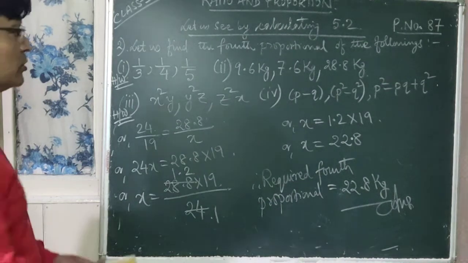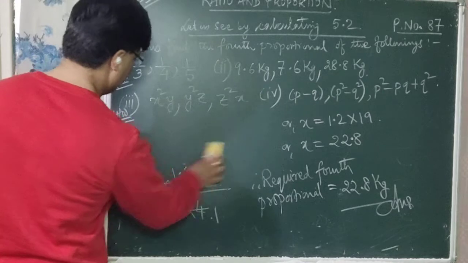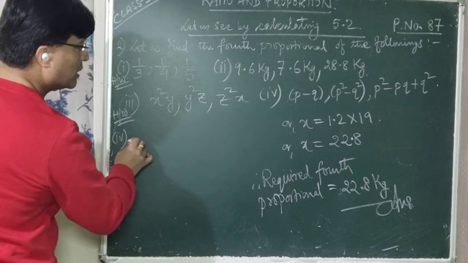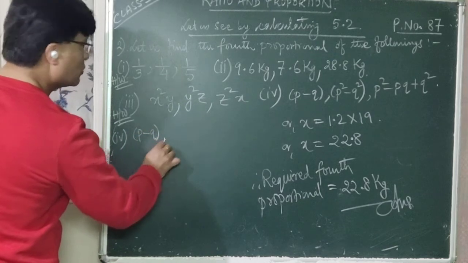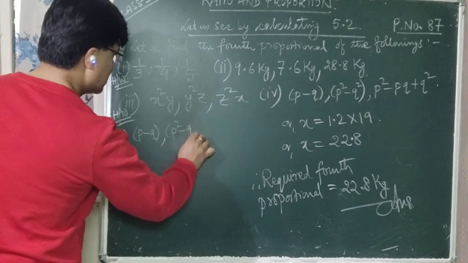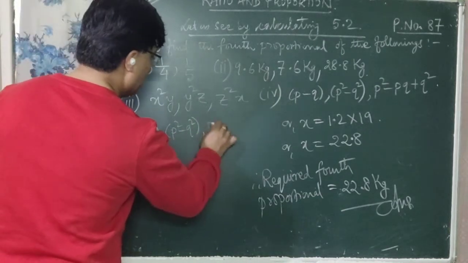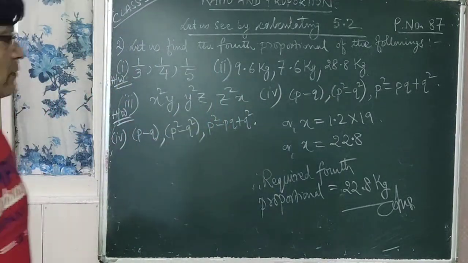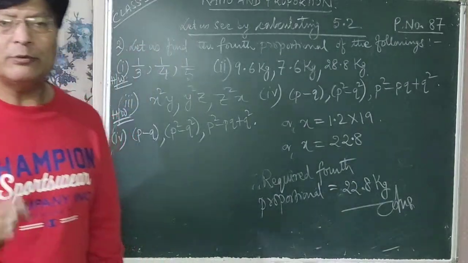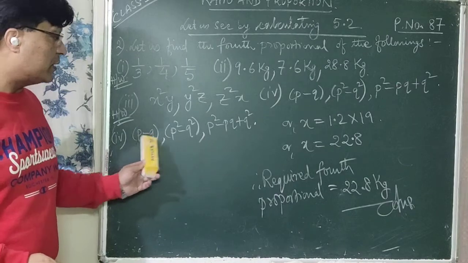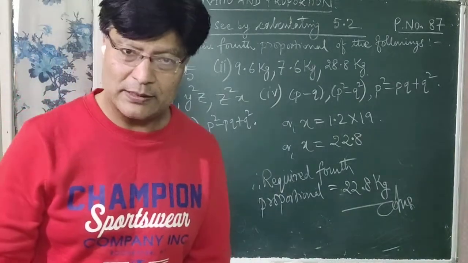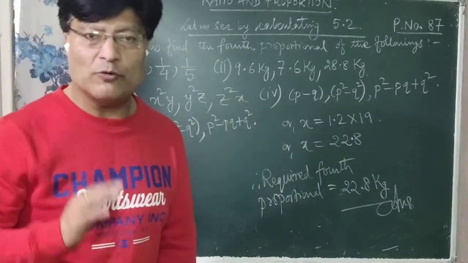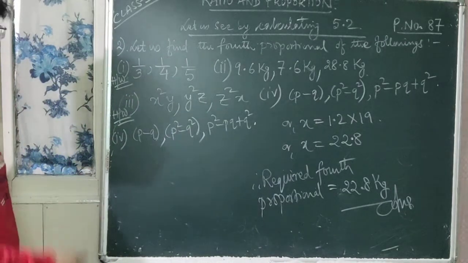So now let's do question number 4. So what is question number 4 here? It is p minus q comma p square minus q square comma p square minus pq plus q square. Right? This is the given question. That is number 4. You have to find out the fourth proportional of this following. Right? You have to find out the fourth proportional of these 3 numbers. So let us assume, let the fourth proportional be x.